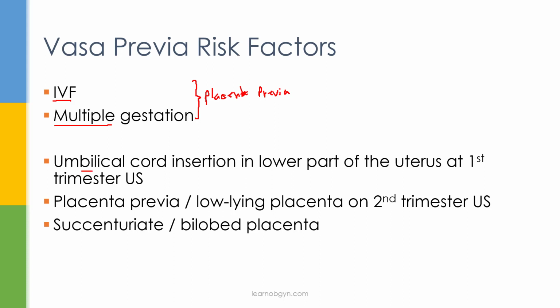If you see an umbilical cord insertion in the lower part of the uterus, or if you see a placenta previa or a low-lying placenta, these should make you a little bit more suspicious of potentially having a Vasa previa as well. A succenturiate lobe or a bilobed placenta are also things that should make you suspicious. A succenturiate lobe is when you have one main placenta and then a smaller accessory placenta attached with blood vessels. A bilobed placenta is very similar, except in this case, both placentas are about the same size.